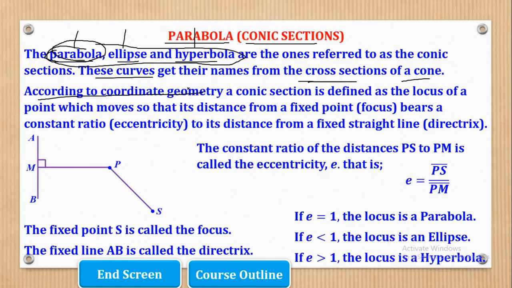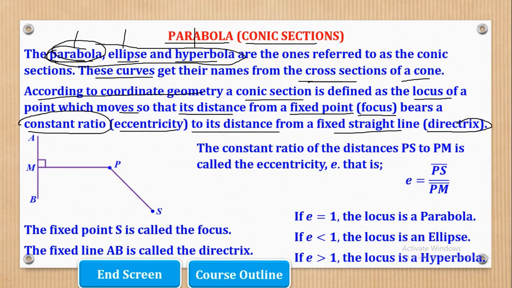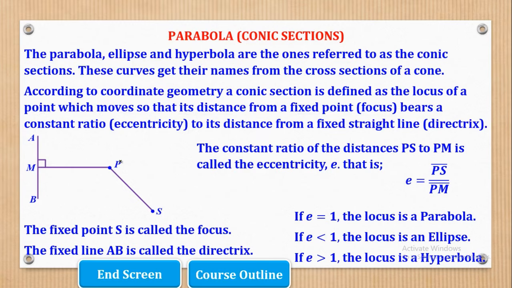According to coordinate geometry, a conic section is defined as the locus of a point which moves so that its distance from a fixed point, called the focus, bears a constant ratio, which we call eccentricity, to its distance from a straight line, called the directrix. We shall see these terms in detail. The focus, directrix, and eccentricity are all very vital. I believe we covered locus previously, under the part of geometry.